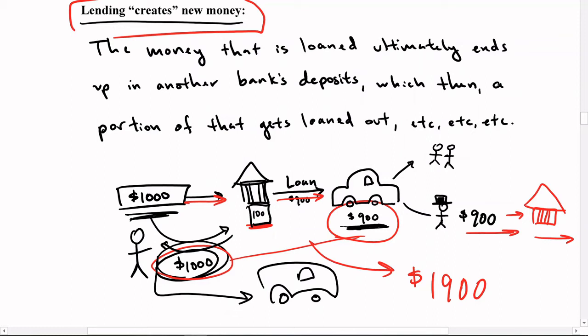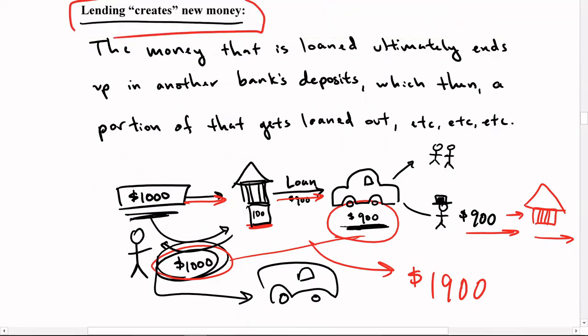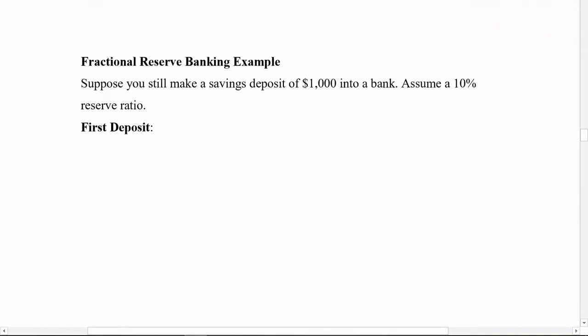So this is my very rough visual representation of this. Let's actually use some numbers, something I'm a little more comfortable with than drawing. Okay. So again, we're going to actually use the same numbers: $1,000 put into the bank, and we've got a 10% reserve ratio or reserve requirement.